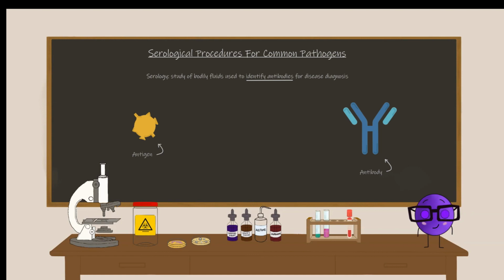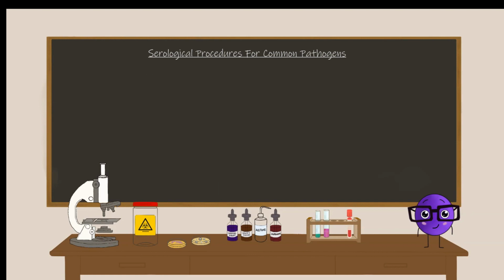Now, antibodies are proteins produced by the immune system to attack foreign bodies and fight off infections. While blood serum is the choice of sample to use for serological procedures, other sample types such as cerebral spinal fluid, urine, sputum, and synovial fluid can also be used for testing. Here are some of the commonly used serological tests in the lab.